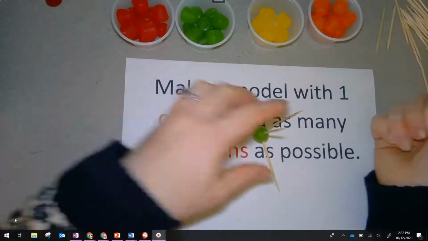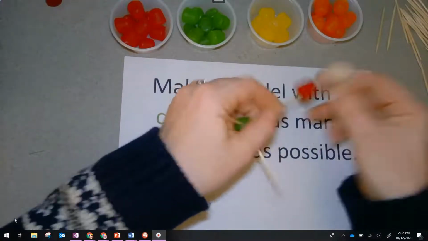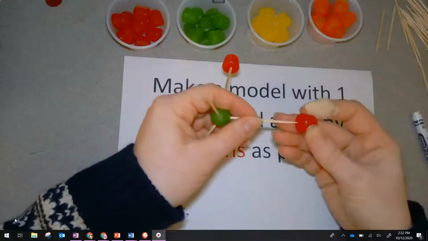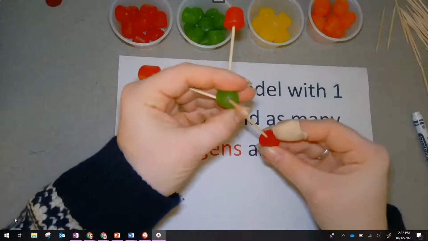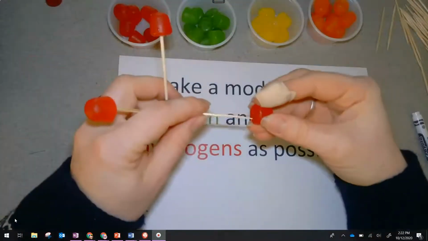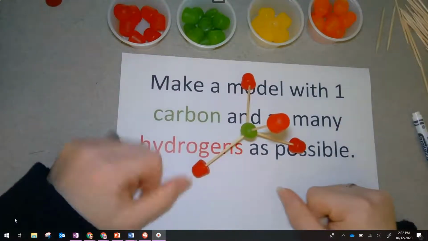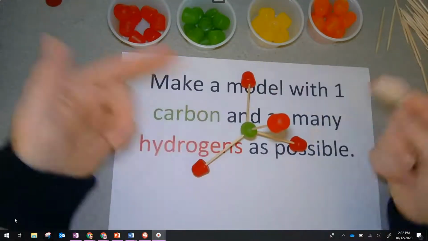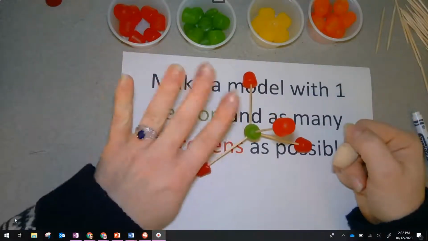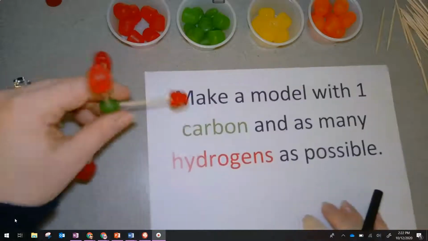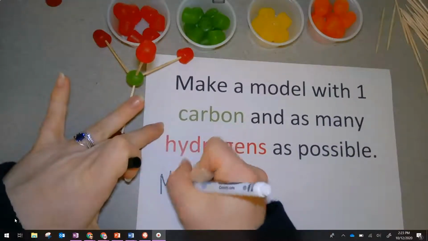Okay, I'm going to put 4 bonds, and then it says as many hydrogens as possible. So I'm just going to put a hydrogen on the end of each one of these bonds. And that will give me my model. And there we have it. This is our model. 1 carbon and as many hydrogens as possible, which means 4 hydrogens because carbon has to have 4 bonds. So this is a model of a substance called methane.